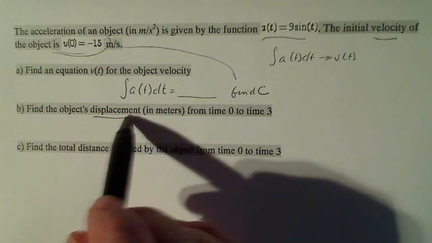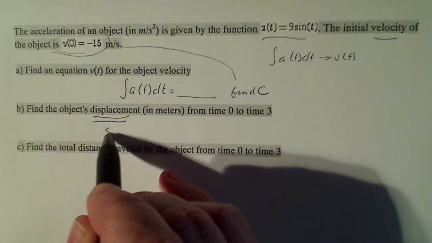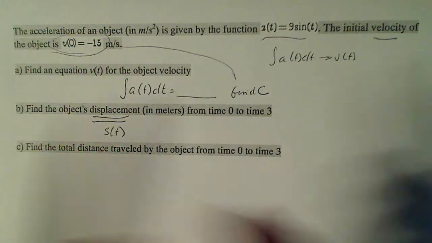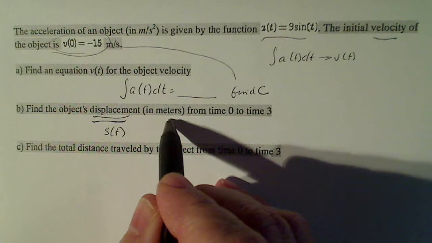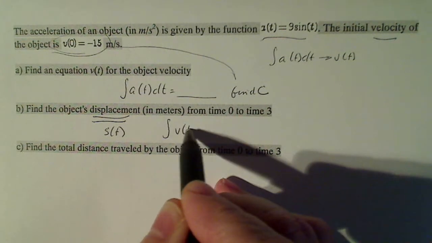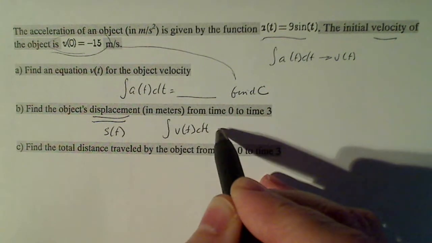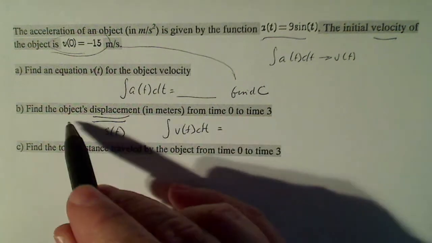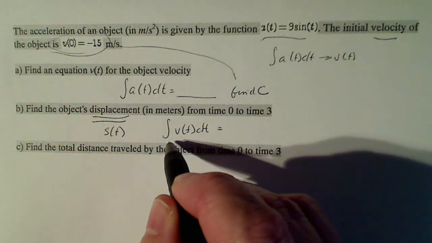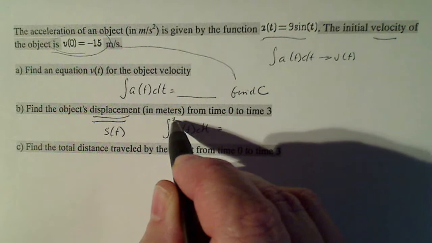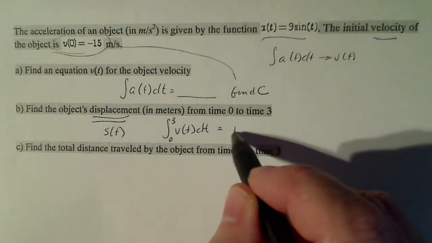Now, this is total displacement, so that's speaking of s of t. So we learned from a previous problem that if I integrate v of t dt, I actually will get my total displacement. And that's just going to go over the interval from 0 to 3. Total displacement.